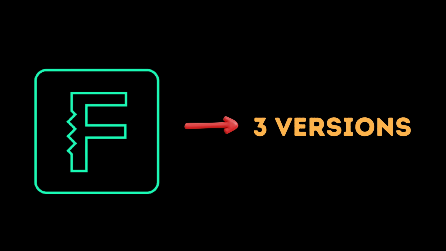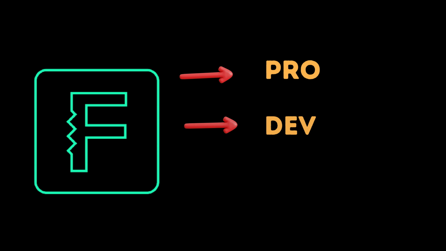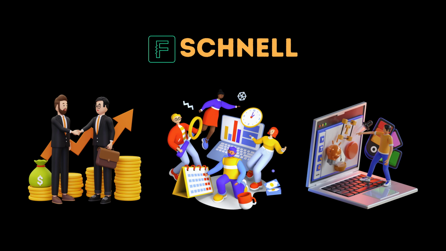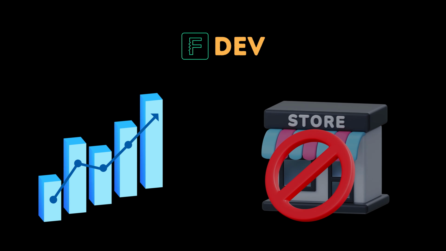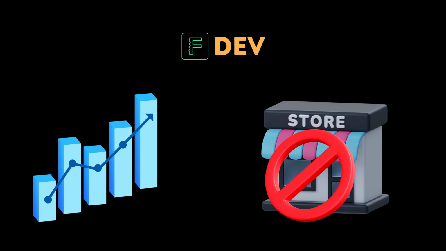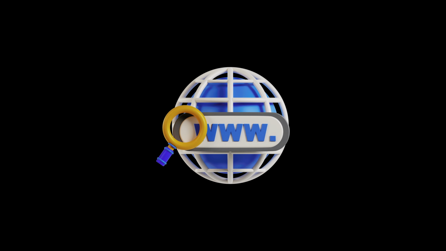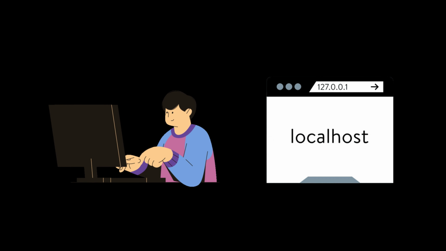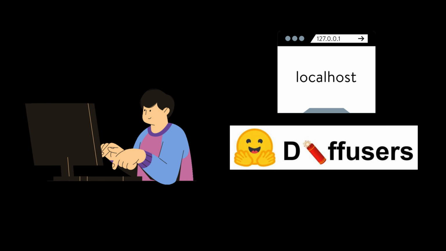Flux comes in three versions: Pro, Dev, and Schnell. The Schnell version is licensed for commercial use, while the Dev model offers the highest quality but isn't for business purposes. If you want to try it out, websites like Fal offer hosted versions, or you can run it locally using Hugging Face's diffusers library.